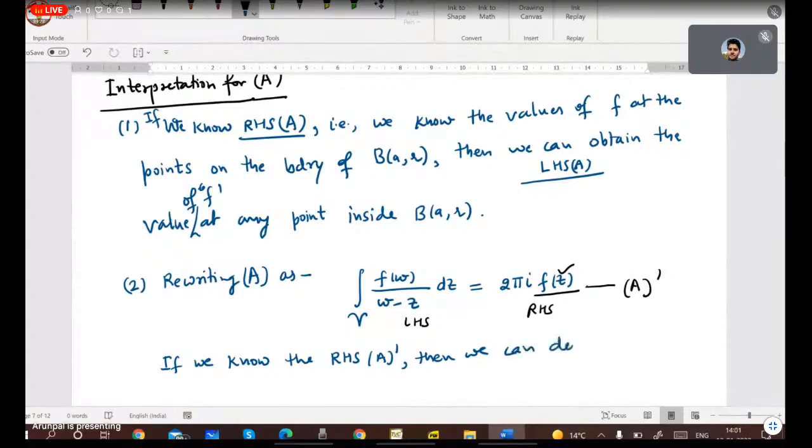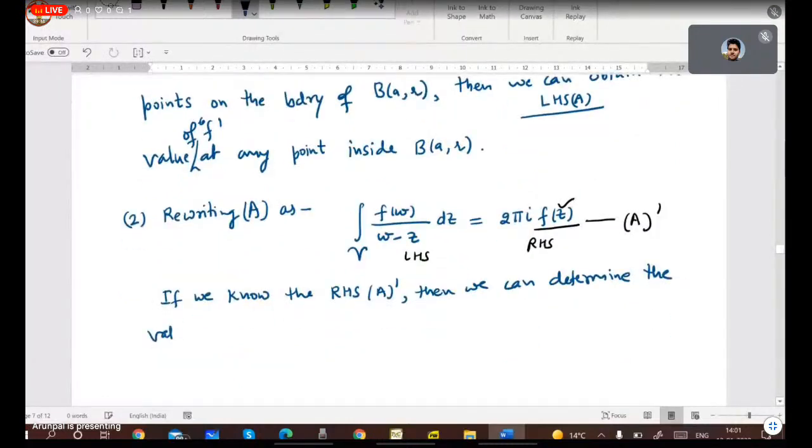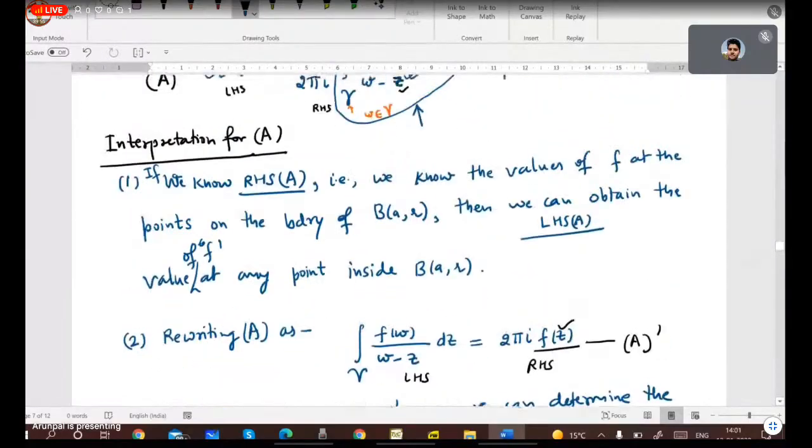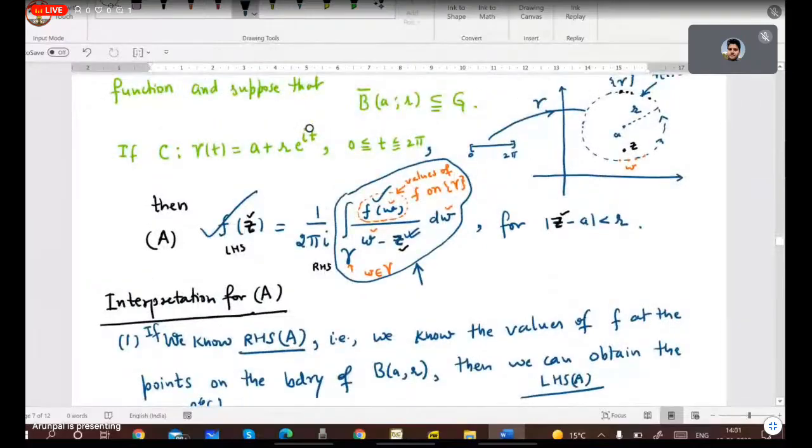Then we can determine the value of the integral, this, right, class? Yes, sir. Okay. So let me tell you, class, Cauchy integral formula is a very powerful tool.